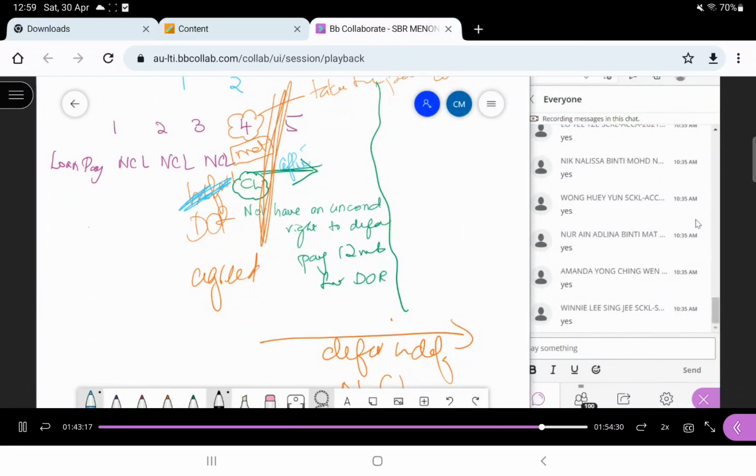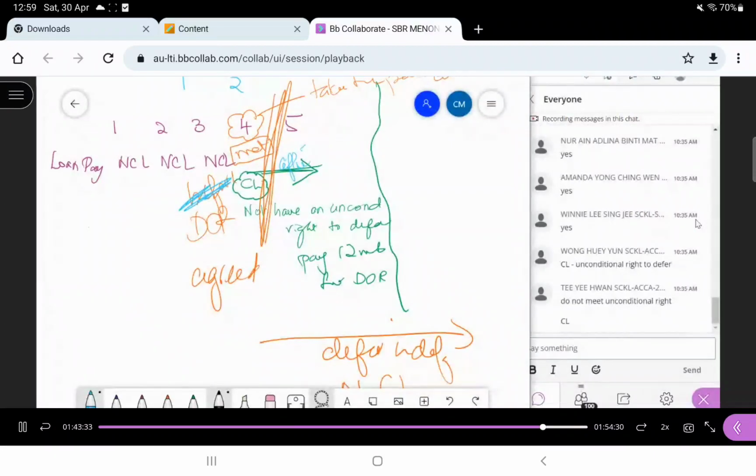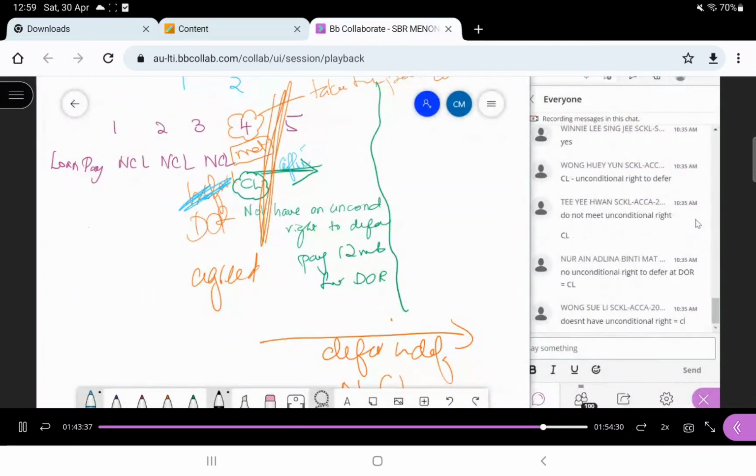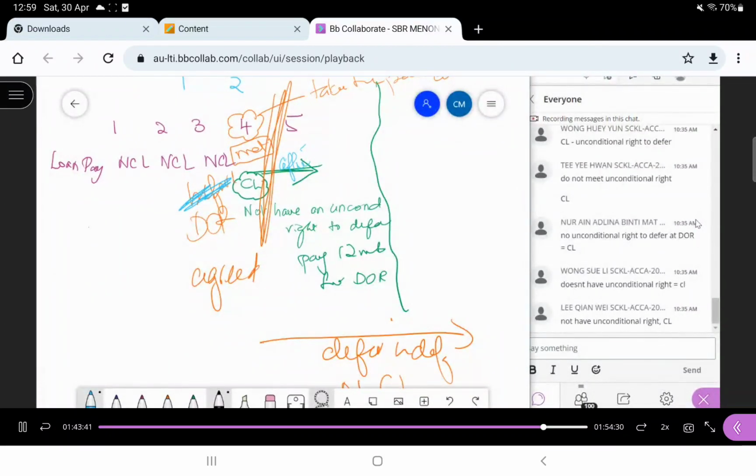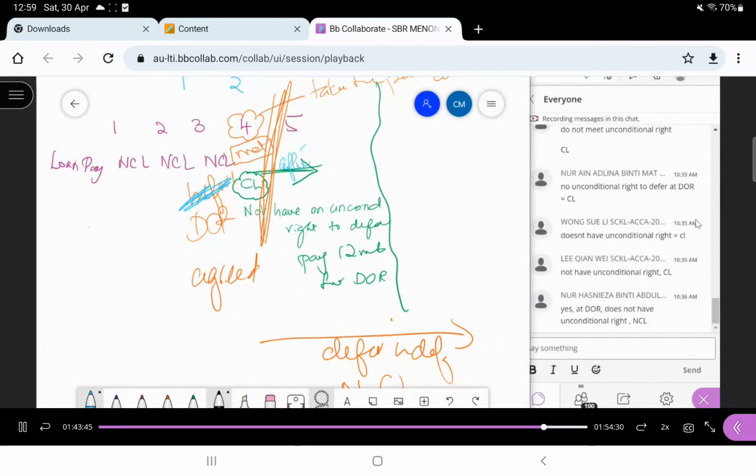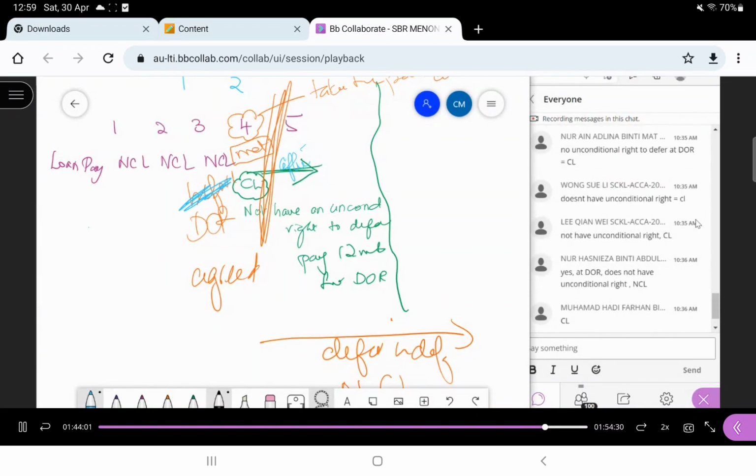Tell me, how will I present it? I negotiated, but it so happened I negotiated after the DOR. So at the DOR, when you prepare the balance sheet, NCL or CL? Tell me two things I want: reason, NCL or CL? Very good. At the DOR, I haven't met them yet. So Menon did not have an unconditional right to defer payment. Some of you are wrong. I only negotiated after the year end. At the DOR, I did not have an unconditional right.